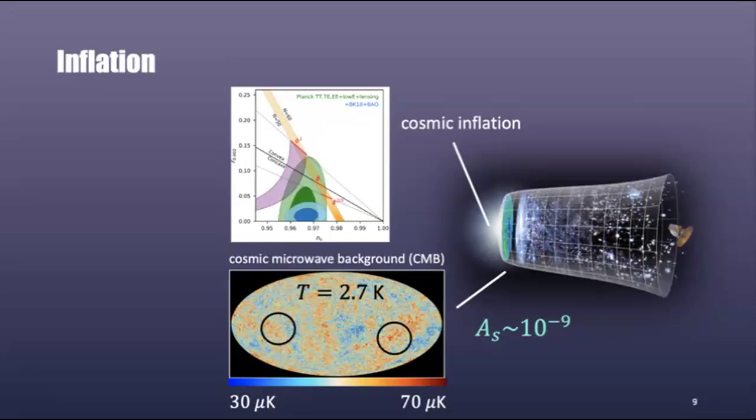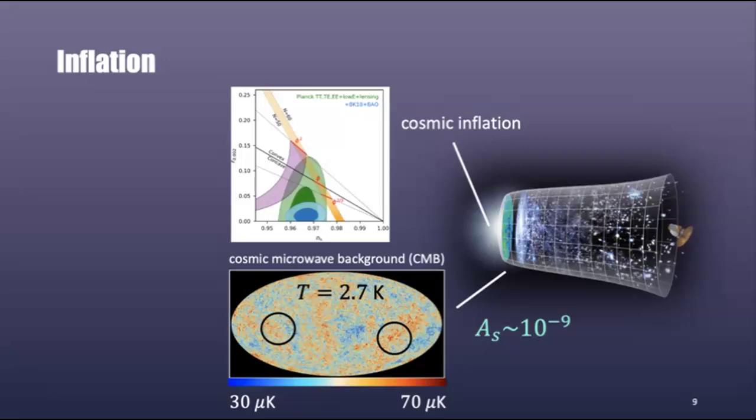And what I'm showing here is a plot of the spectral tilt as a function of this ratio R, which parameterizes the ratio of the tensor fluctuations to the scalar fluctuations. And this is something that over the years we've been very tightly constraining.